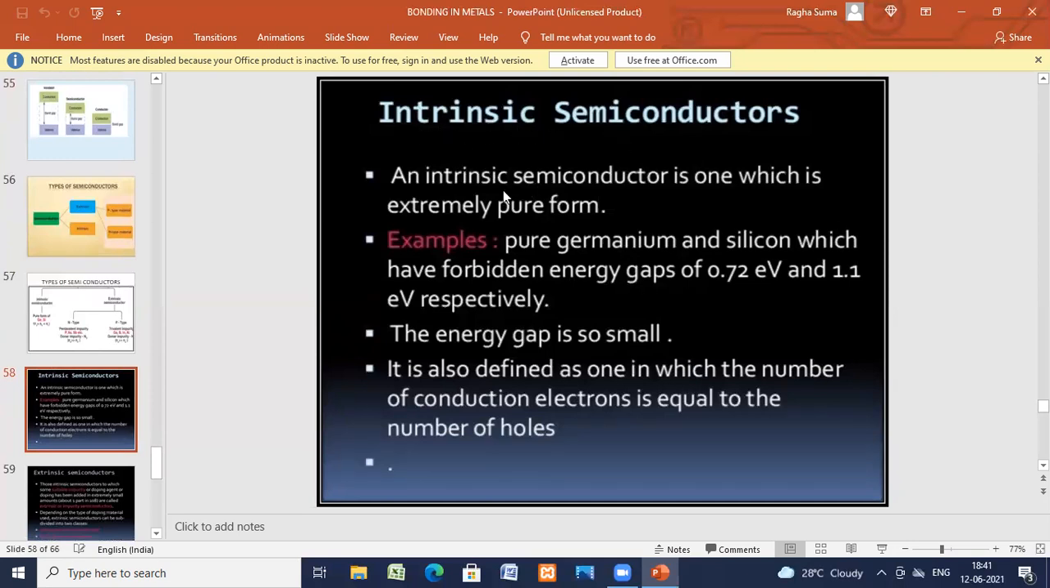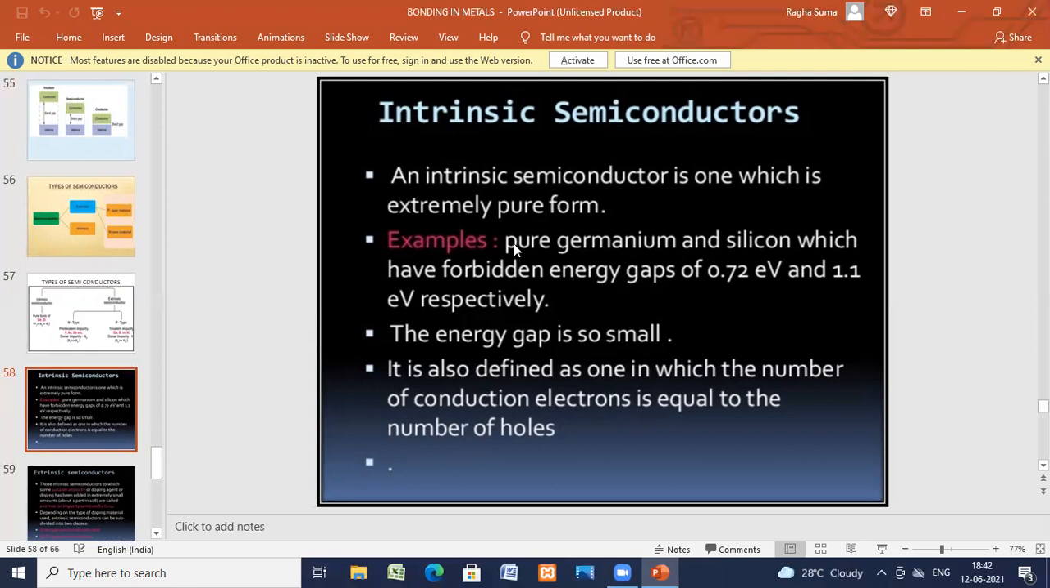Now, what are intrinsic semiconductors? An intrinsic semiconductor is one which is in an extremely pure form. Examples are pure germanium and silicon. These have forbidden energy gaps of 0.72 electron volts and 1.1 electron volts respectively. The energy gap is so small. It is defined as one in which the number of conduction electrons is equal to the number of holes. This is an intrinsic semiconductor.